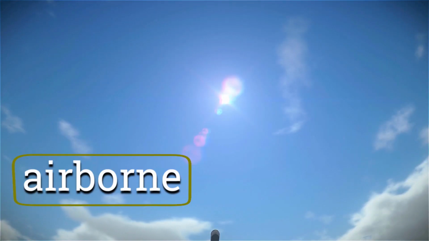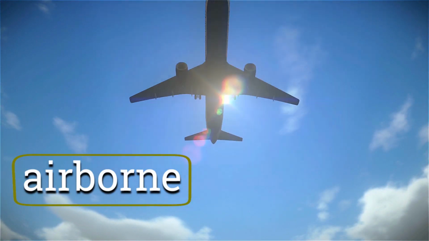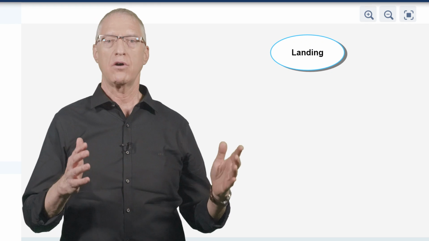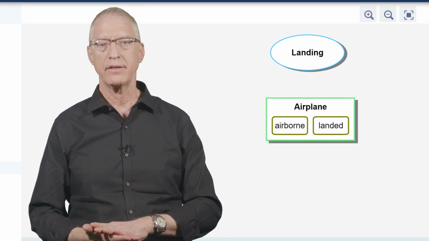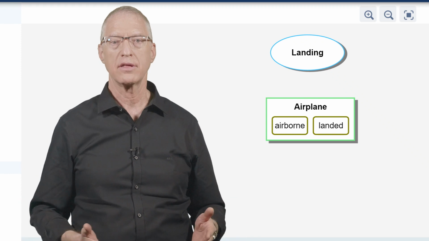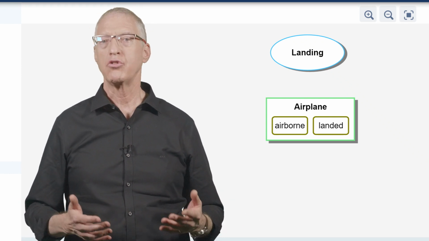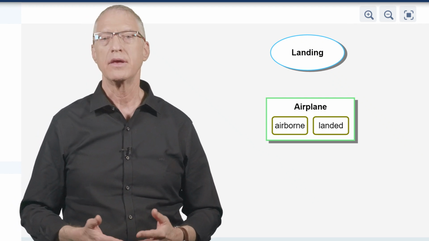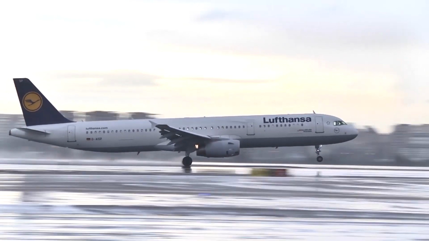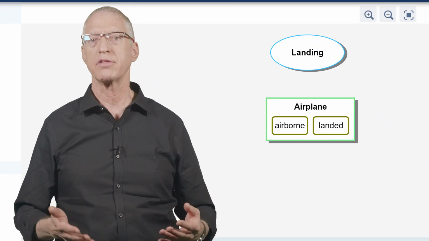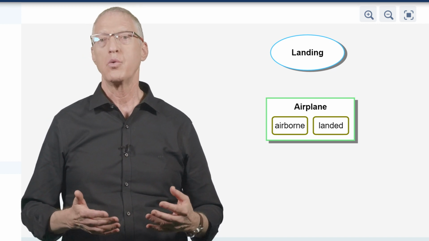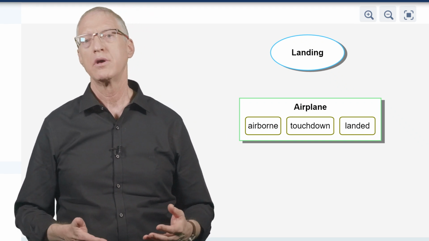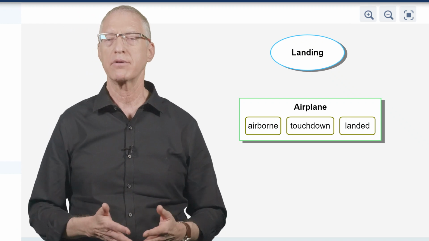For example, an airplane can be either airborne, up in the air, or landed on the ground. The landing process changes the state of the airplane from airborne to landed, but this is not instantaneous. It normally does take a few seconds. During this short time, the airplane is no longer airborne, but it has not yet landed. It is in transition between these two states. If we wish to focus on what happens during this short period of time, we can model this situation as a new additional state called touchdown, which takes place between the states airborne and landed.